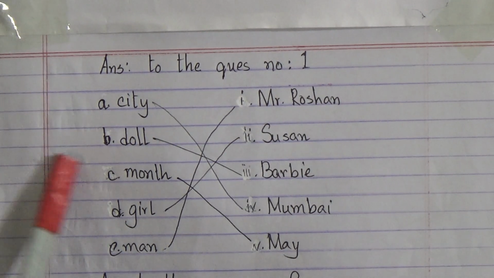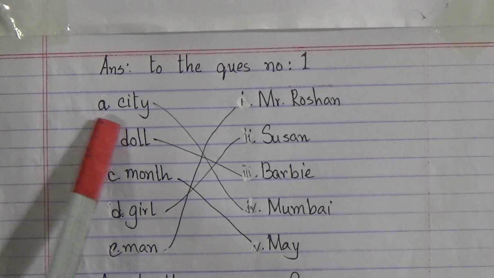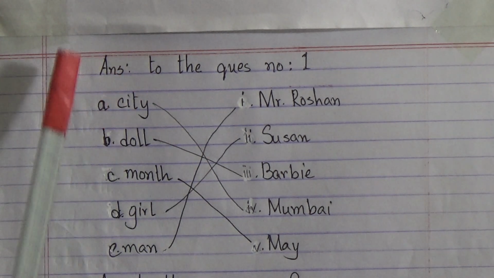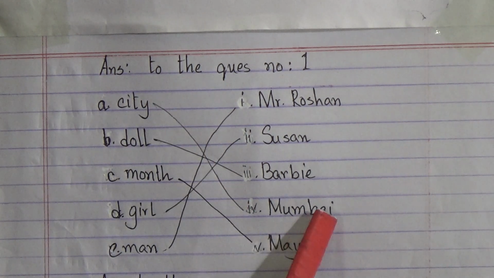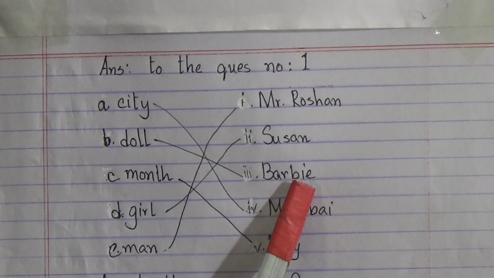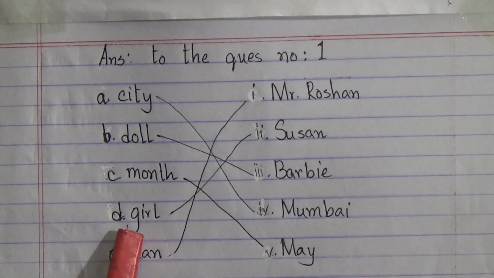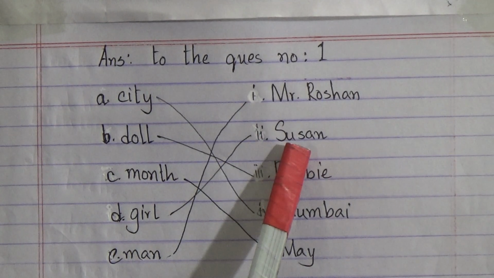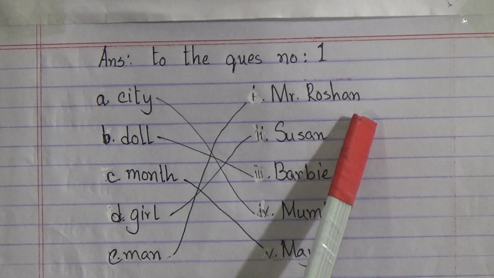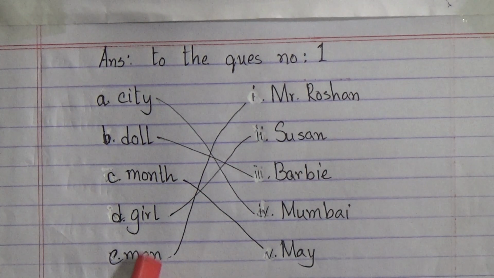Then, like this matching, you have to pick up the matching words. You have to pick up all the words and write them like this according to the question. Then we will do the matching. City will be matched with Mumbai. Doll will be matched with Barbie. Month will be matched with May. Girl will be matched with Sushan. Man will be matched with Mr. Roshan. Okay, so the answers are: city, Mumbai; doll, Barbie; month, May; girl, Sushan; man, Mr. Roshan.